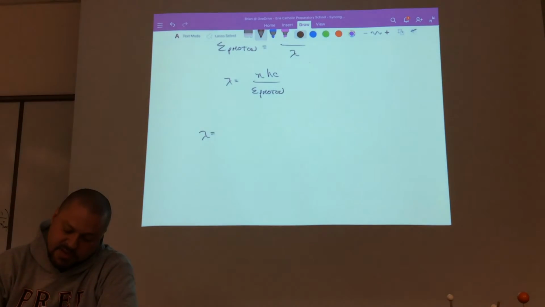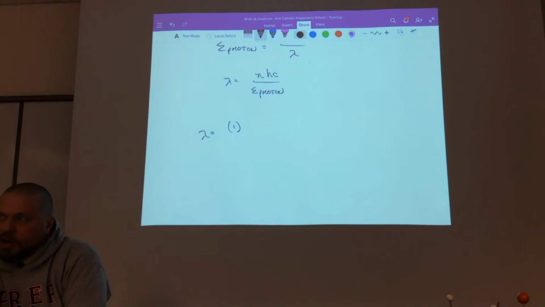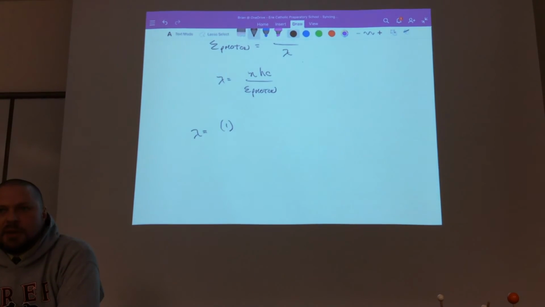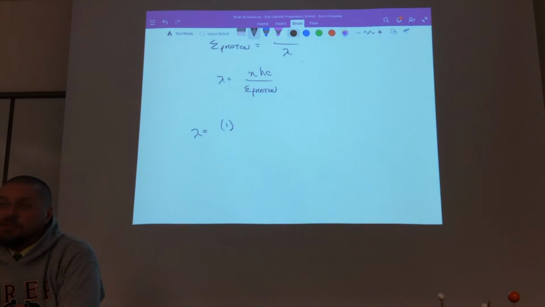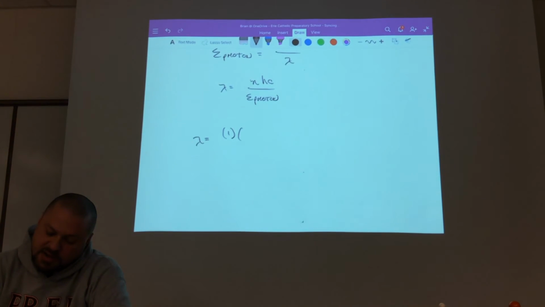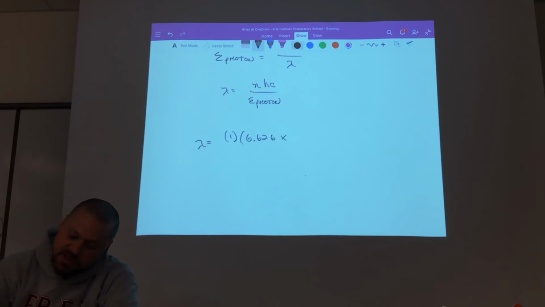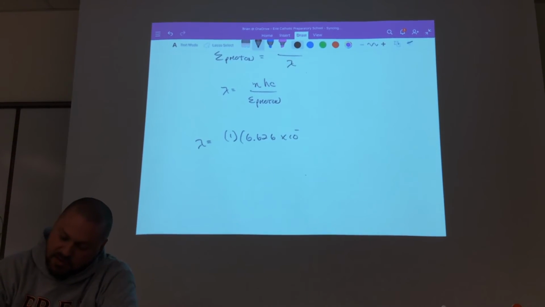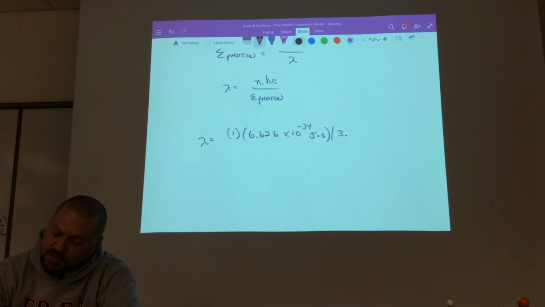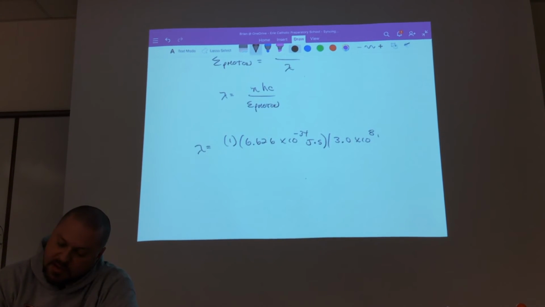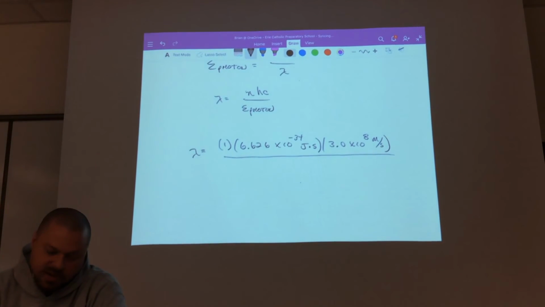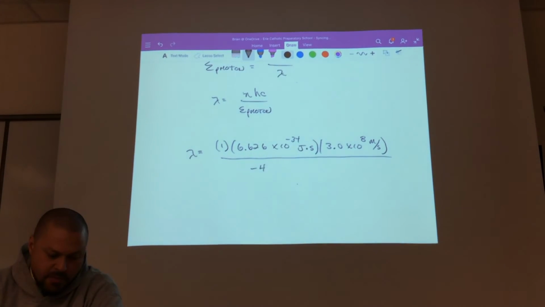So lambda is going to be equal to 1, because we're talking about one electron moving. If there's one electron, there's one photon. One photon makes that one electron jump up or down. One photon comes from one electron moving up or down. So that's 1 times Planck's constant, 6.626 times 10 to the negative 34th joule seconds, times speed of light, 3.0 times 10 to the 8th meters per second, all divided by the energy of that photon, which we got to be negative 4.84.